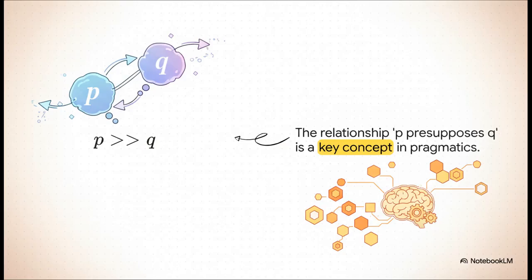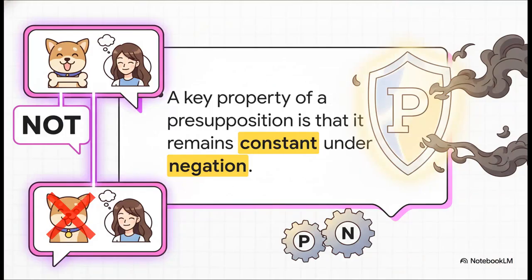And here's how linguists write this down. That little P with the two arrows pointing to Q, that's just the standard geeky way to write "P presupposes Q." It's a nice, clean shorthand for the relationship between what someone says and what they assume. So, how can we be sure that "Mary has a dog" is a presupposition and not something else? Well, linguists have this awesome tool called the negation test. And the rule is simple. A true presupposition will survive, it will stay constant, even when you make the main sentence negative.